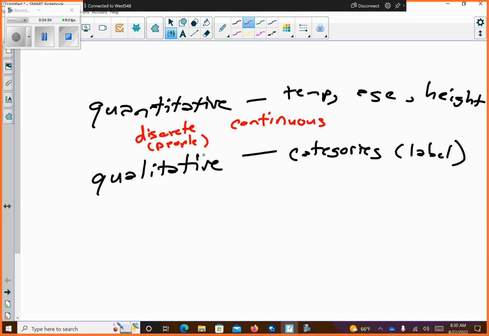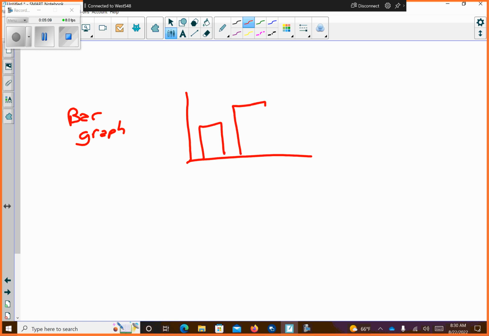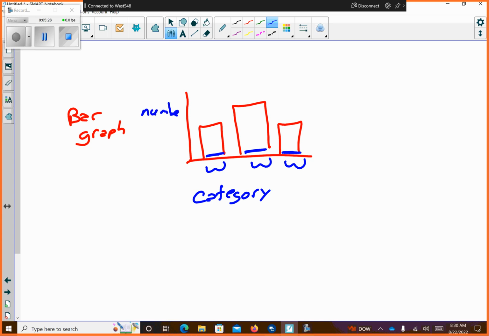But there's something called a bar graph. Okay, and a bar graph is a relatively simple graph. You've seen this before. A bar graph, something like this. Now, I didn't draw it real well. Each of the widths should be identical. And usually you have some sort of category down here, and then you have a number that it happens.